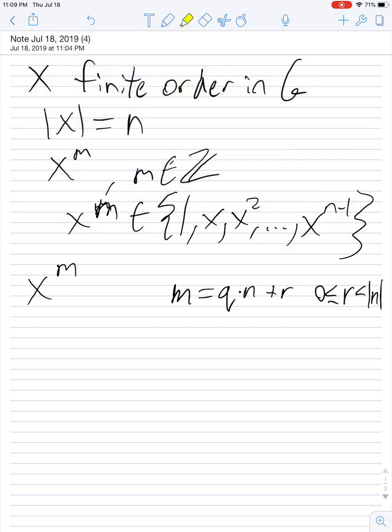So this tells us that this quantity and this quantity are exactly the same. So we can just say x to the m is equal to x to the qn plus r. Okay, so that's because those two quantities are the same.